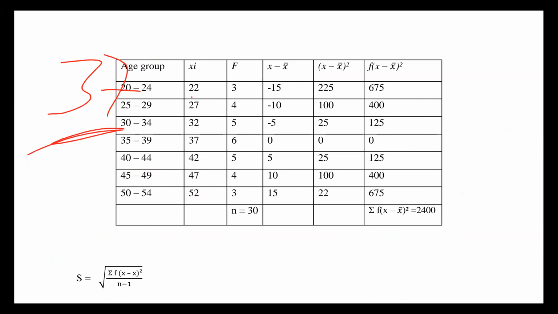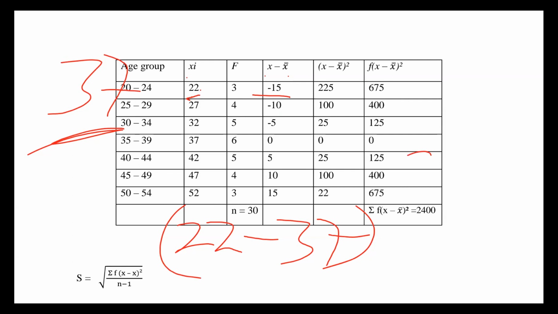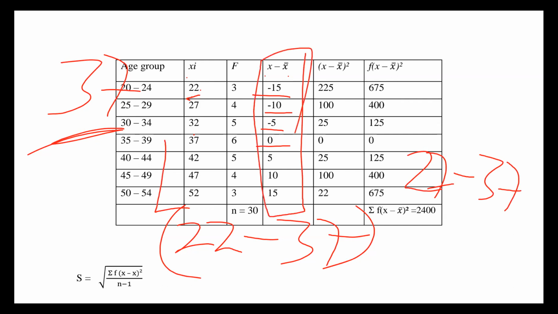So you say 22 minus, this is your X now, X minus X bar, the mean. So you say 22 minus 37, which is the mean. What do you find? You find negative 15. Then you say 27 minus 37, that gives you negative 10, of course. 32 minus 37 gives us negative 5, and 37 minus 37 gives us 0. You continue going down like that. That is how you find this column for the deviations, okay?